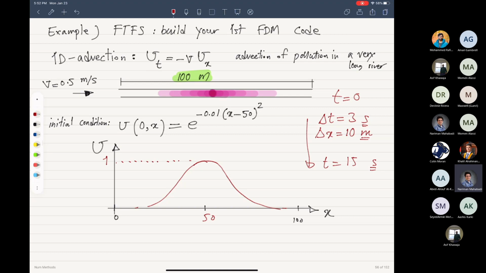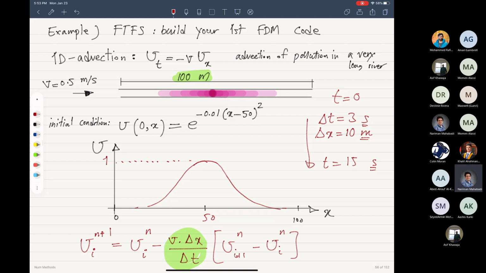And what is the equation again? This is the final form, right? u_i^(n+1) should be equal to u_i^n minus v delta x over delta t, and this entire thing should also be constant, right? Because velocity is constant, delta x is 10, delta t is 3. So these are constant values. Times u_(i+1)^n minus u_i^n. And this is the final equation.